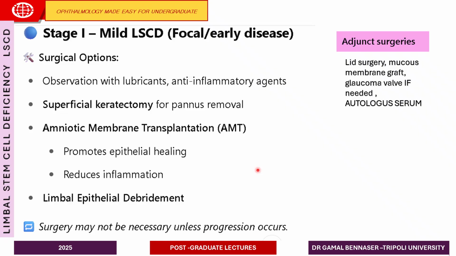And don't forget that we might need adjuvant or adjunctive surgery at any level of the management by managing the associated adnexal pathology. If you have any lid entropion or ectropion, or dryness, you have to manage that in conjunction with the limbal stem cell deficiency. And if the patient has glaucoma, you also have to manage this glaucoma.